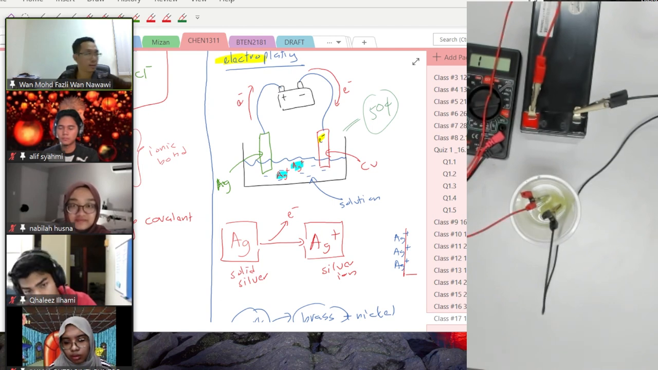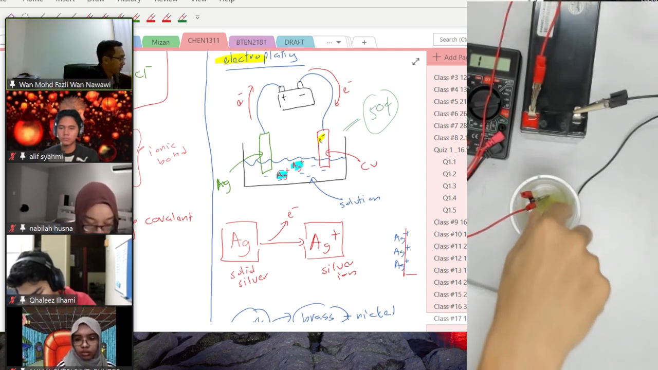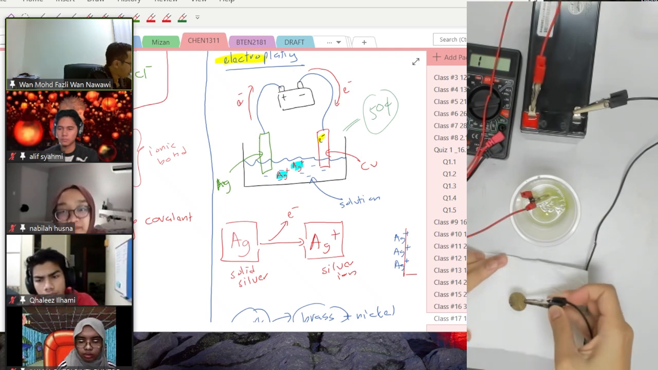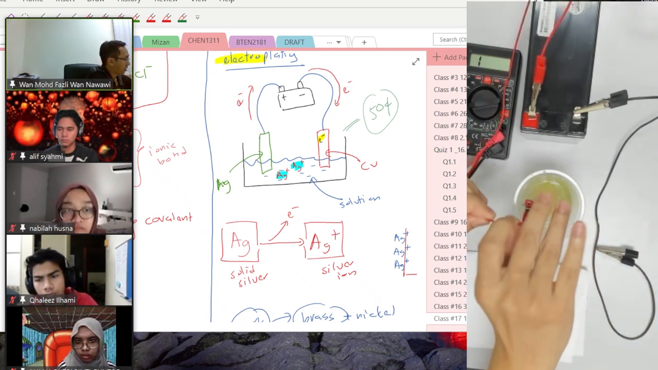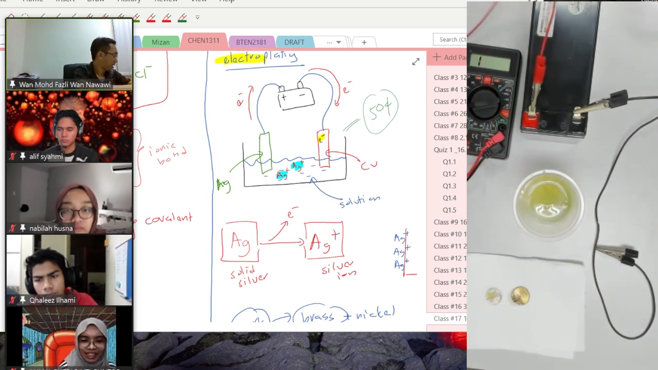So let's say I take this thing, I take the tissue paper, and then I finish. So you can see. No, this is the other way around, I think. So this is the other way around. You can see that thing is the other way around. Maybe the wrong terminal or something.